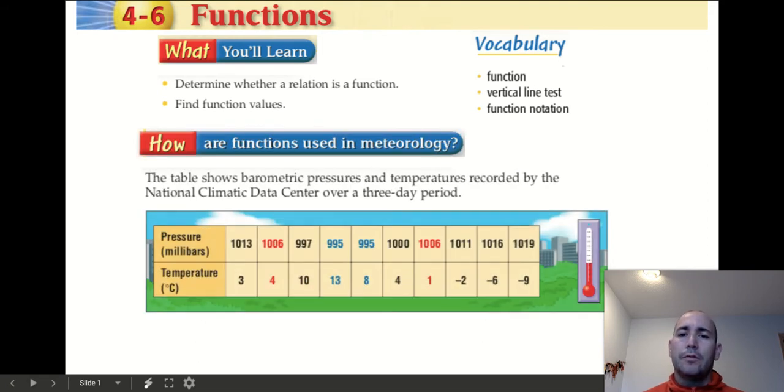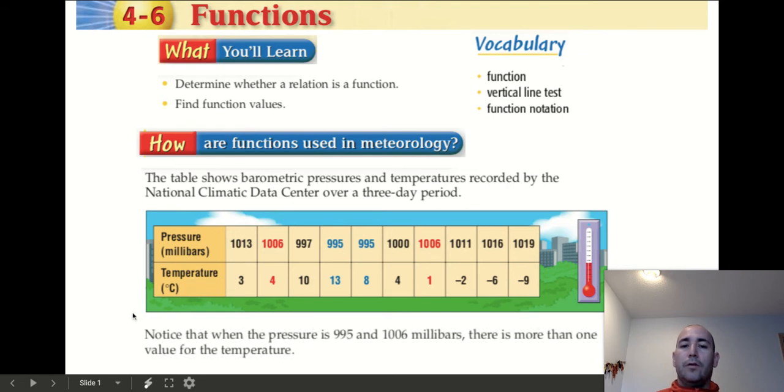So, how are functions used in meteorology? The table shows barometric pressures and temperatures recorded by a national climatic data center over a 3-day period. So here is the pressure outside, and here is the temperature outside. And notice when the pressure is 995 and 1006, there's more than one value for the temperature.